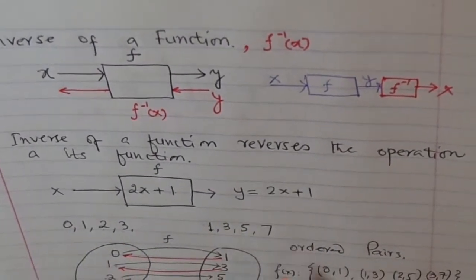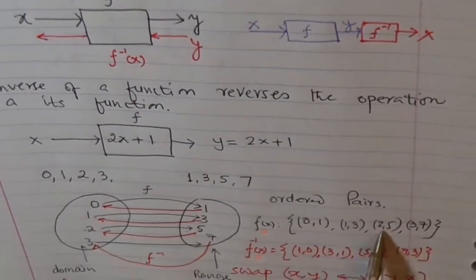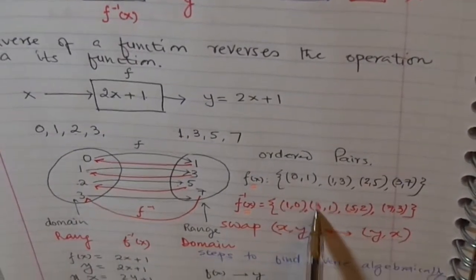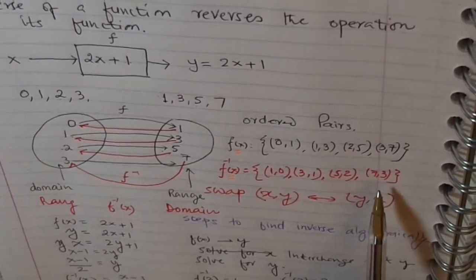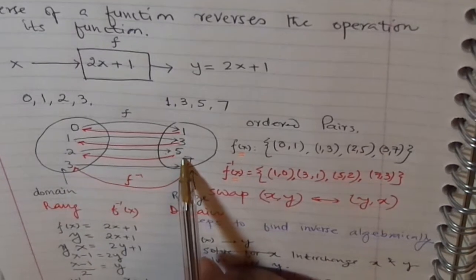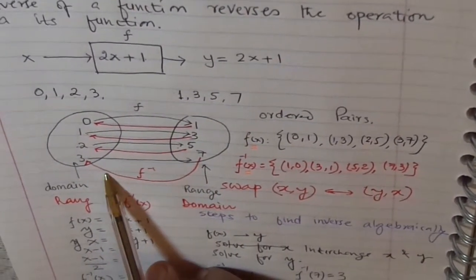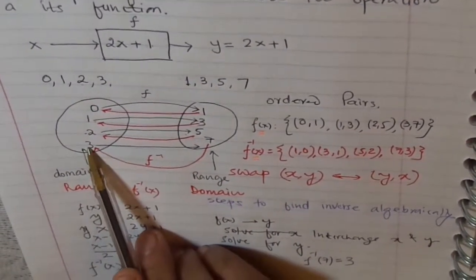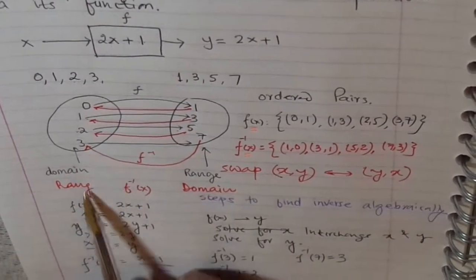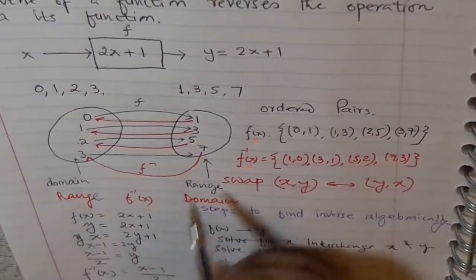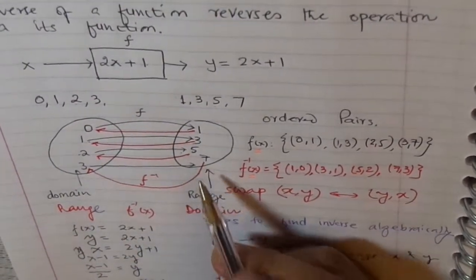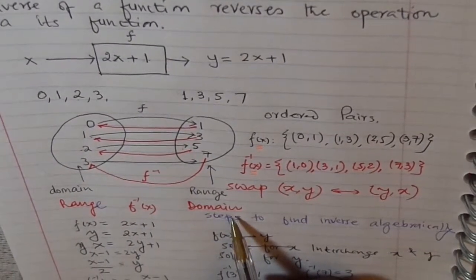From ordered pairs, we can write the set of ordered pairs, and to find the inverse, we just flip x and y values and we get the inverse. In case of a mapping diagram, change the direction of the arrows. Domain of the function becomes the range of the inverse, and range of the function becomes the domain of the inverse.